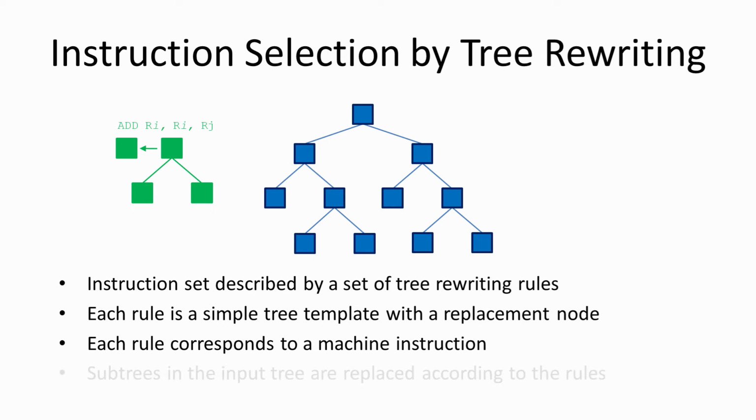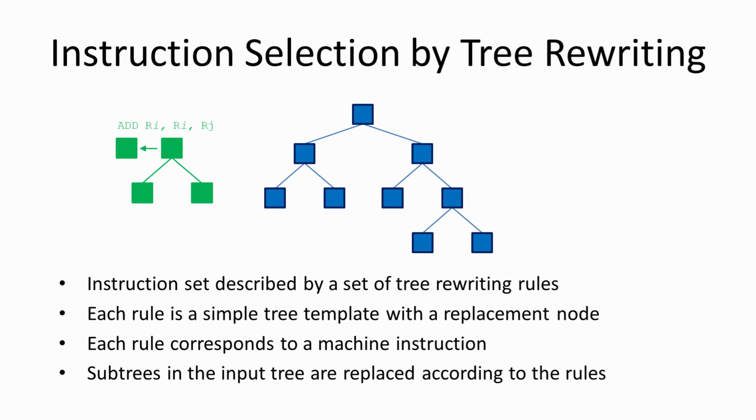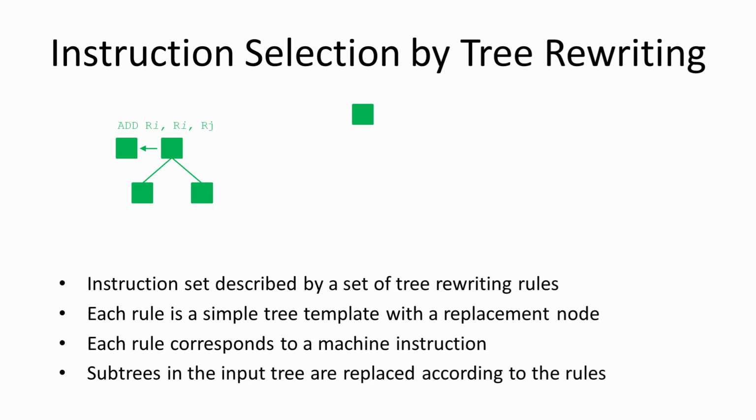The input of the code generator is a sequence of abstract syntax trees representing the original program. These input trees may have been built from previously optimized intermediate code. The code generator traverses the input tree looking for subtrees that match the rules, replacing them with single nodes and emitting machine code instructions as it goes. Once the input tree has been reduced to a single node, the process is complete.